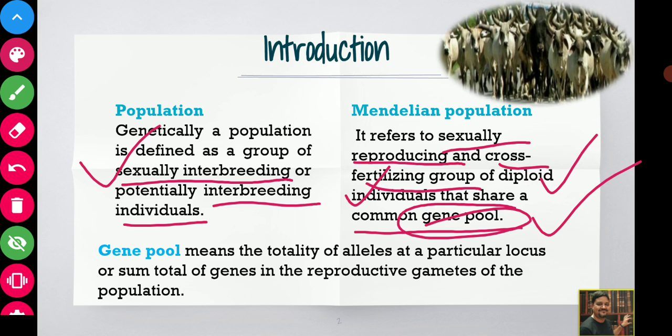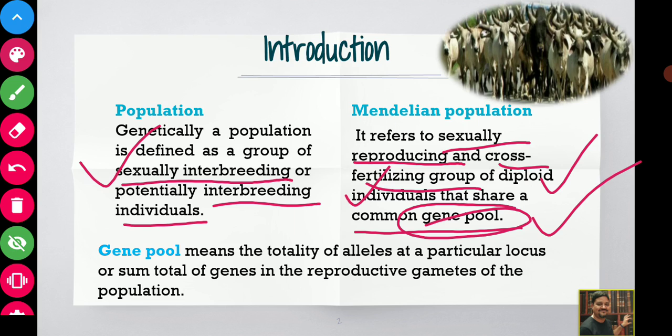Suppose a particular locus is governing a character of flower color. Flower color is governed by a gene or allele which resides in a particular locus. Suppose there are many plants, so there will be multiple copies of that locus. Gene pool means the totality of alleles at a particular locus. The total alleles residing on a particular locus is called the gene pool.